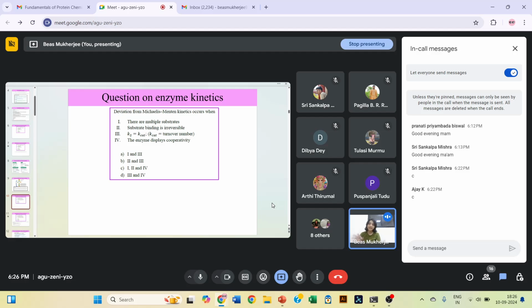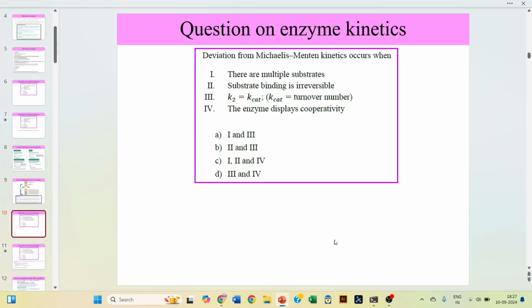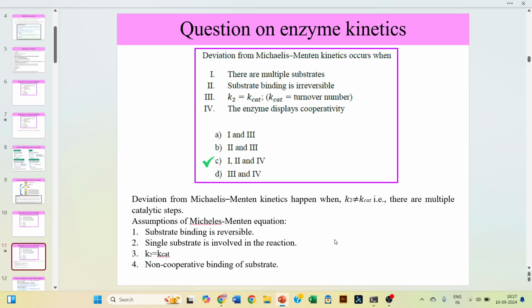Now, whatever we have studied until now from the Michaelis-Menten equation, if you see anything different from whatever we have studied, that is something that is a causative agent for deviation. Okay. Try to think. Okay. So we are getting C as the right answer. Yeah. Okay. Great. Let's see. Yes, you guys are absolutely correct. It is C. Now, why is that C?